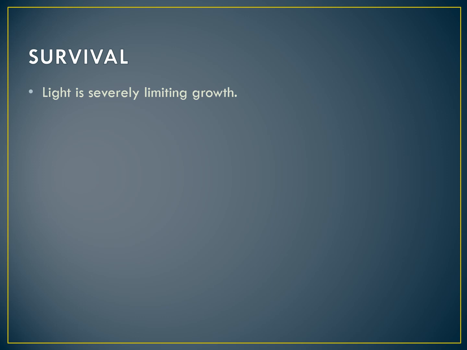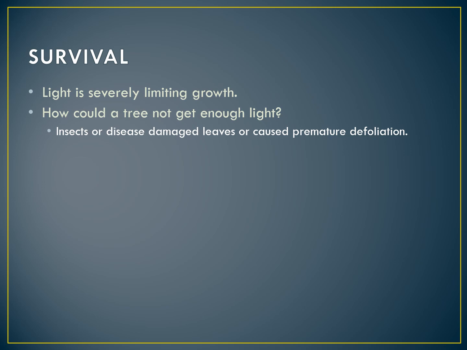In survival mode, light is severely limiting plant growth. One may wonder, how could a tree not get enough light? There are several reasons for this. One potential reason would be perhaps there's an insect or disease problem that damaged the leaves and caused the leaves to fall or prematurely defoliate. Well, if the tree doesn't have leaves, it can't photosynthesize.